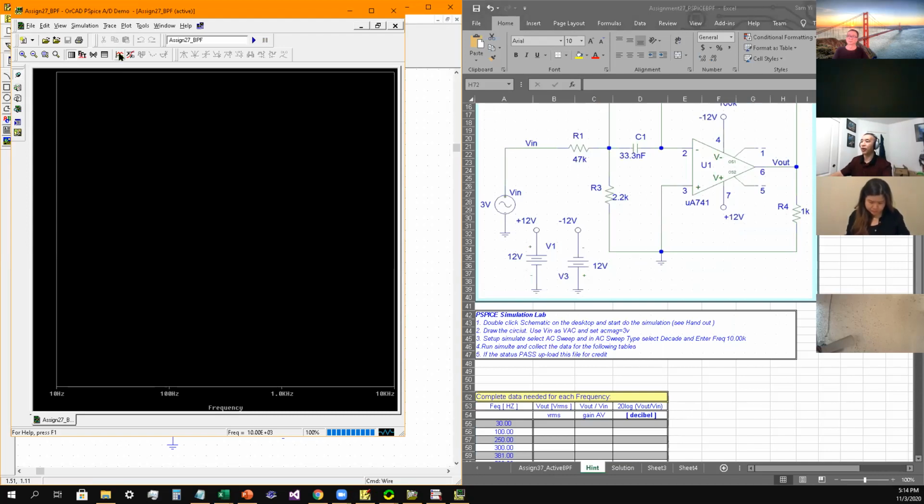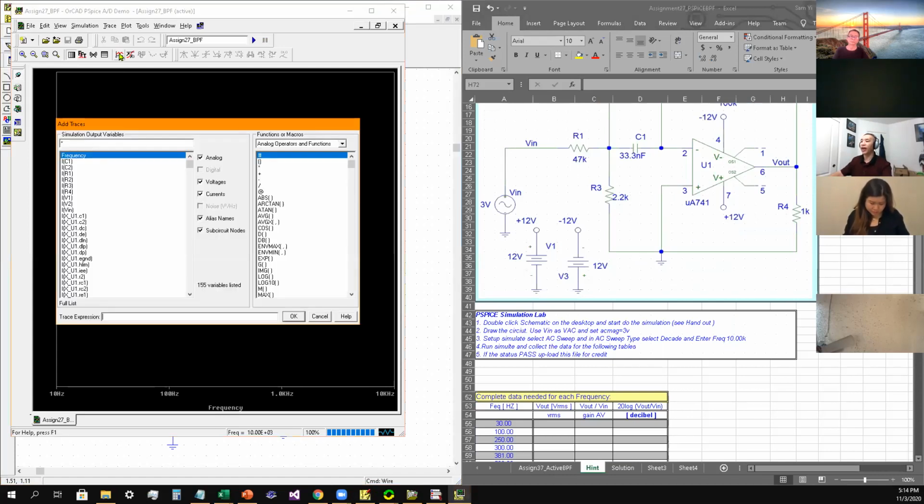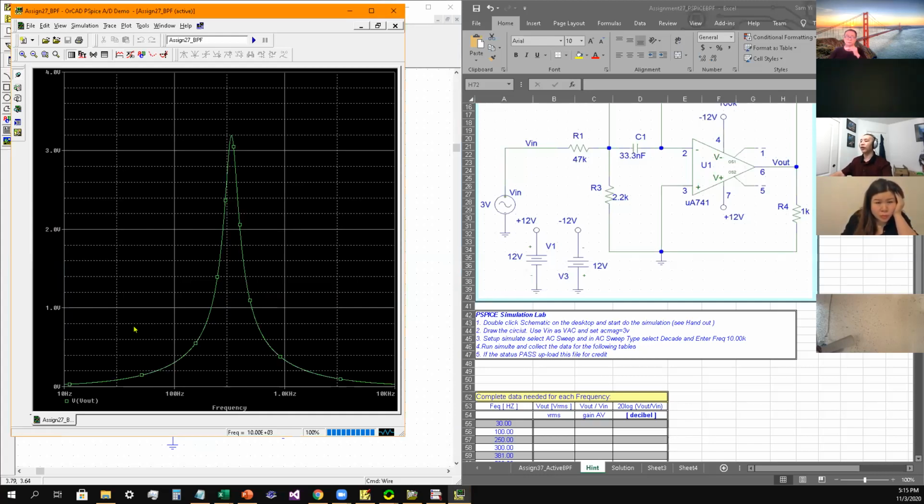All we have to do is put on a trace. I just use the graphical one right here. Click on that. Now we have to filter out all these other ones. We need the voltage, so this one is gone, gone, gone. The only one that we need is the V out. That's the information we need. So click on there and there is your band pass filter.